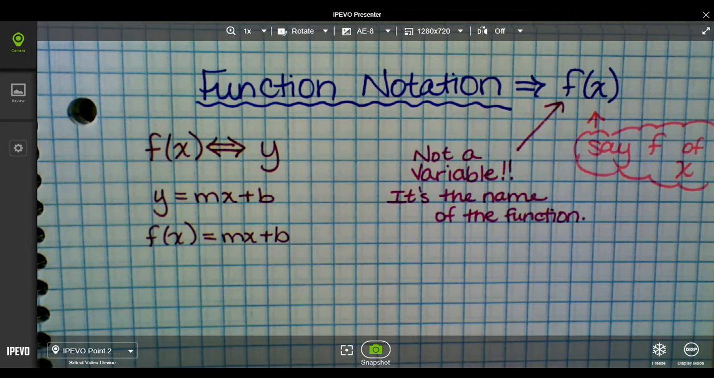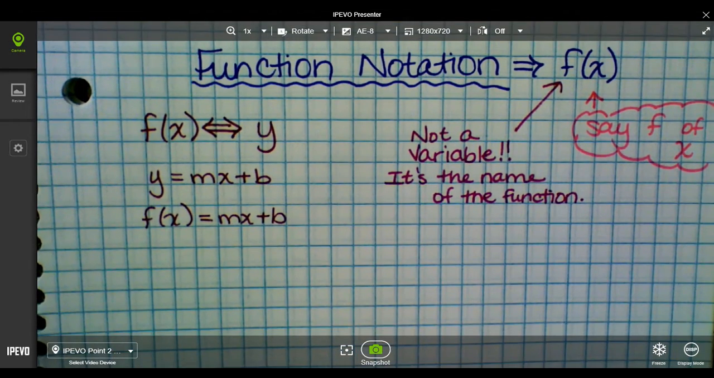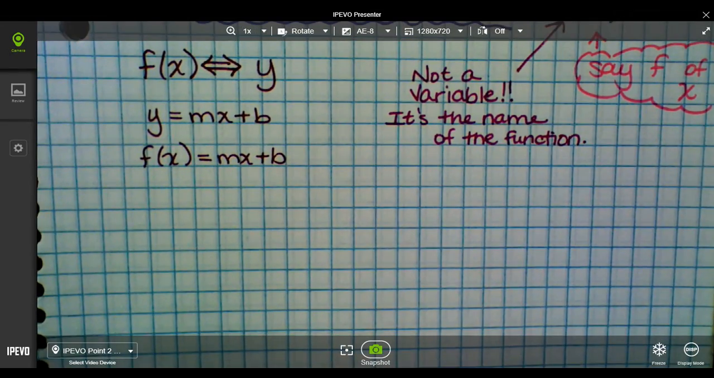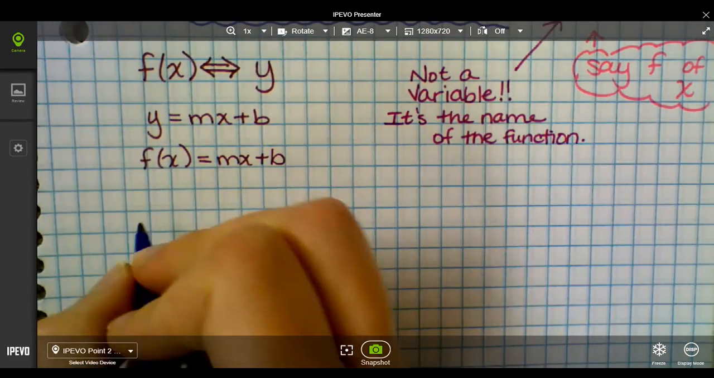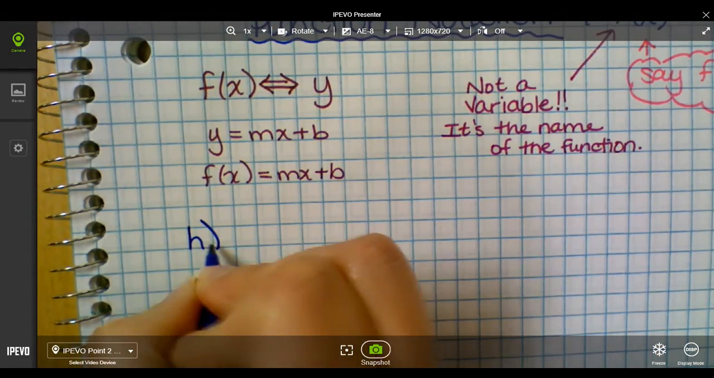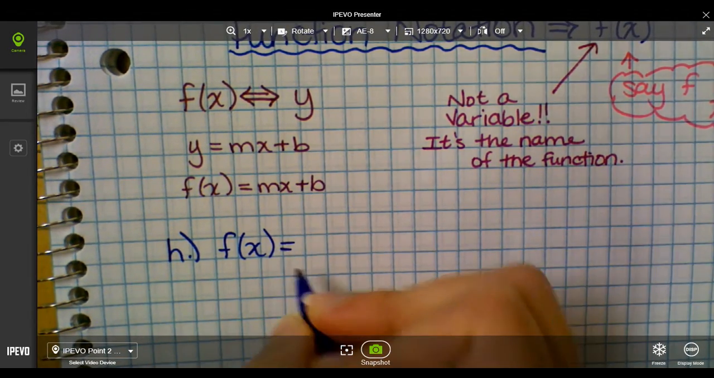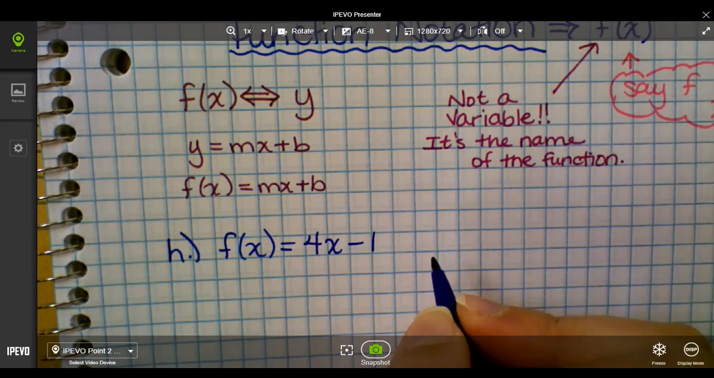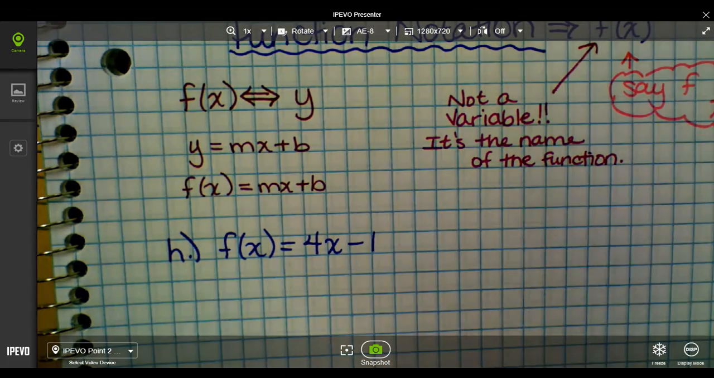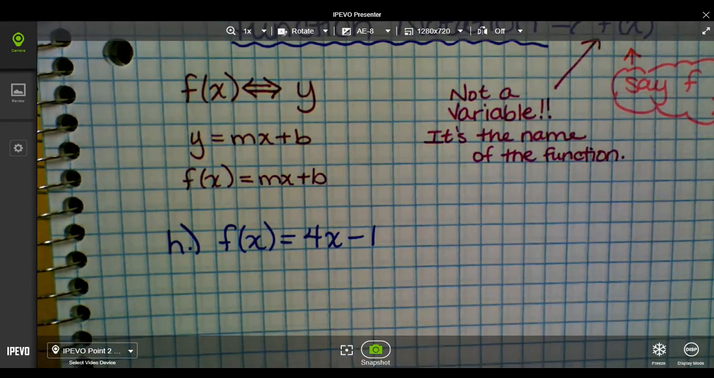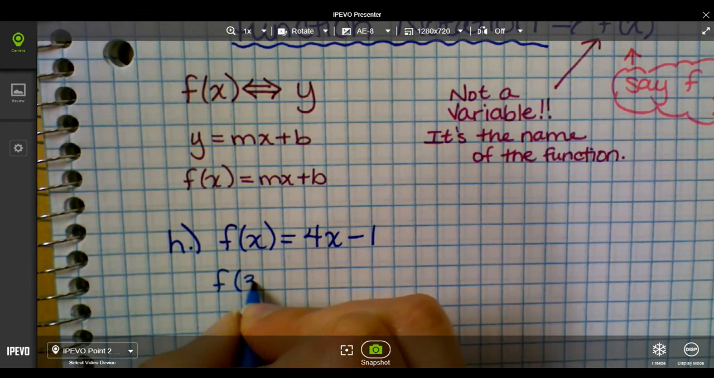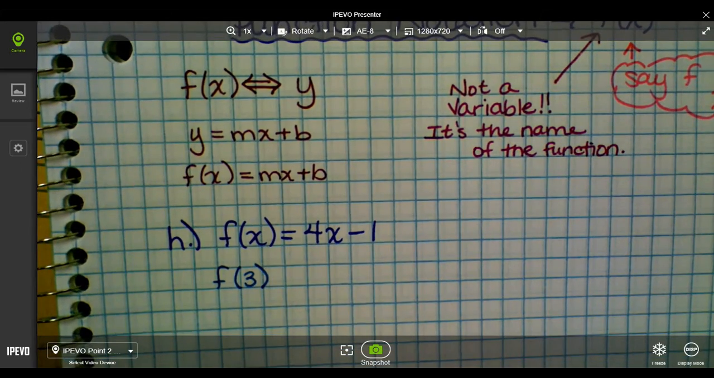All right, so let's explore that a little bit more. Let me give you an example. Pause it over there if you didn't get all that down. I'm going to give you the function f of x. We're going to start off easy: equals 4x minus 1. And what I want you to do with this function is solve for f of 3.